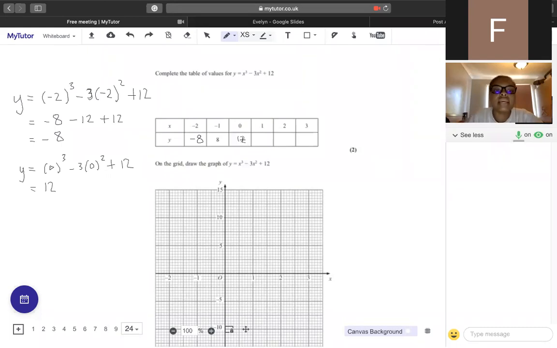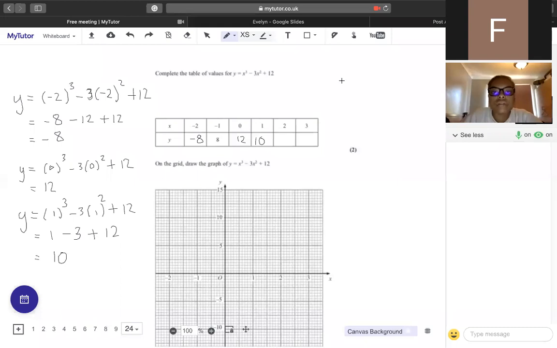Then we can do the same thing for when x is 1. y, and then 1 in brackets, squared plus 12. So 1 cubed is 1, minus 3 multiplied by 1 squared is -3, and then plus 12. So 1 minus 3 plus 12 is 10.